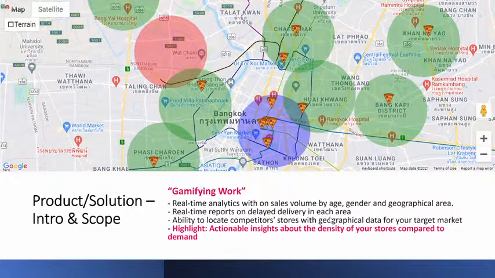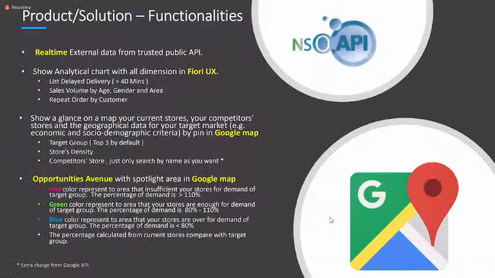The functionality: real-time external data from Trust API, showing analytical charts with order mission in various UX, and showing at a glance on a map your store, competitor stores, and the geographical data for your target market by pin in Google Maps. Just only search the competitors by name. The highlight function is the opportunity avenue to show the spotlight area in Google Maps. The app will show store ability to meet demand of the target group in red, green, and blue spotlight, which helps you to analyze your next investment.